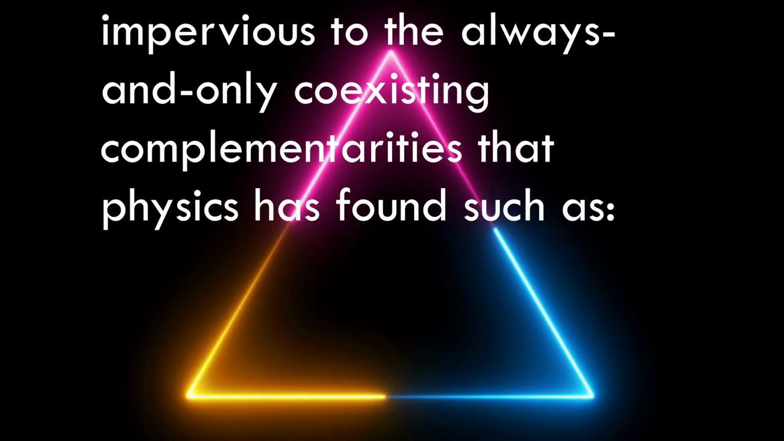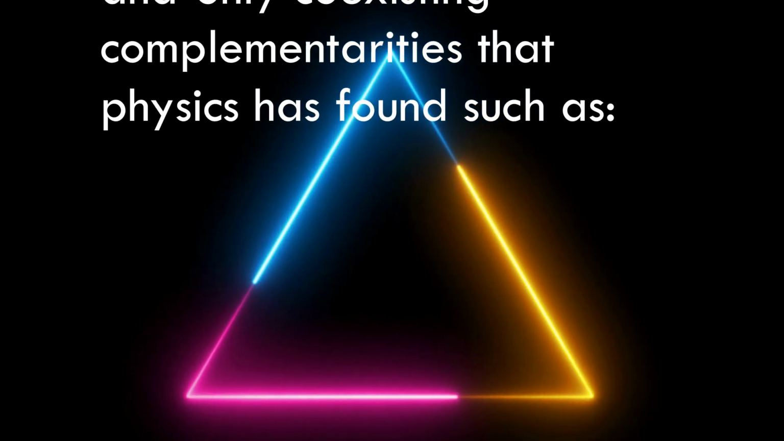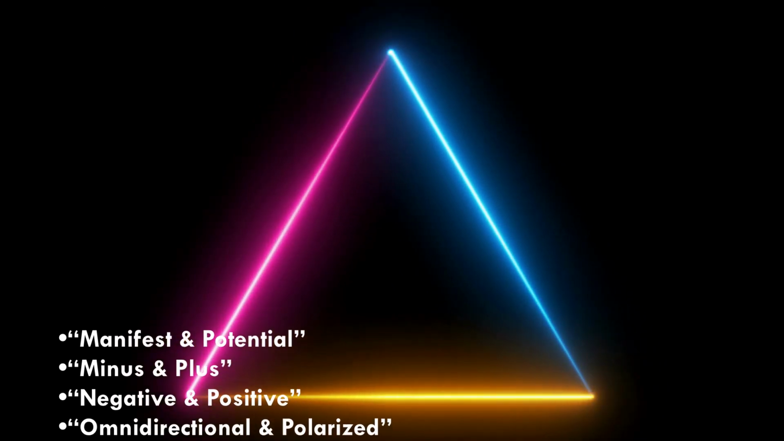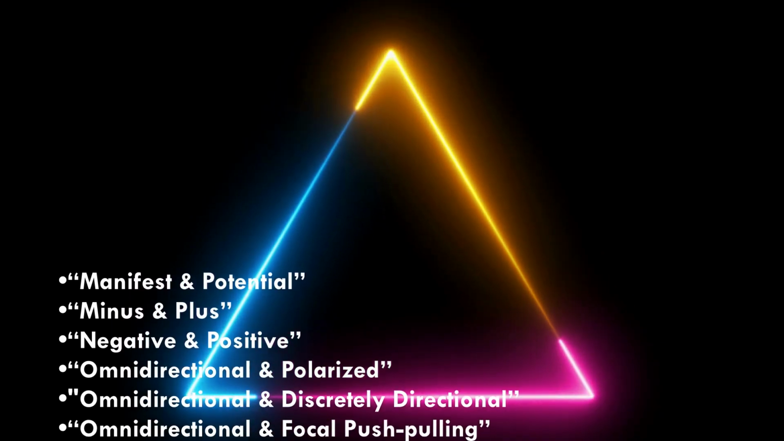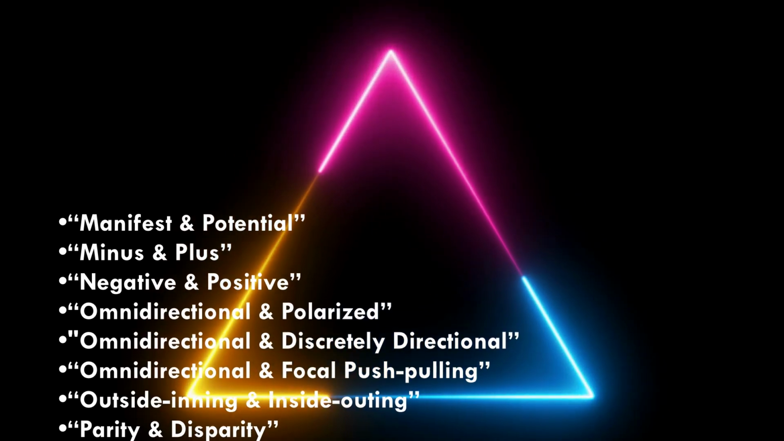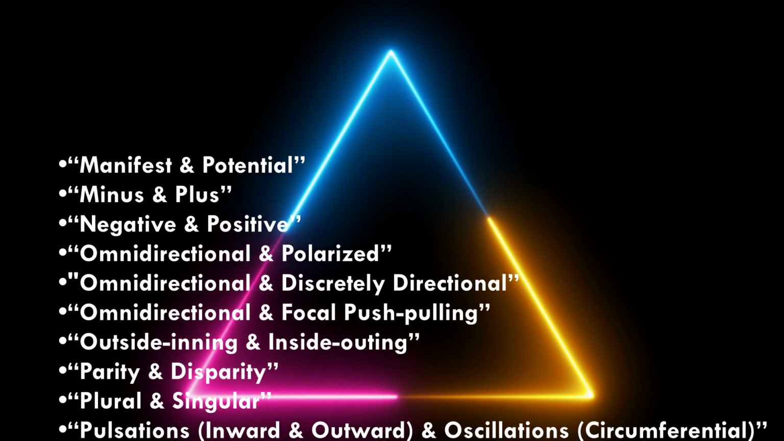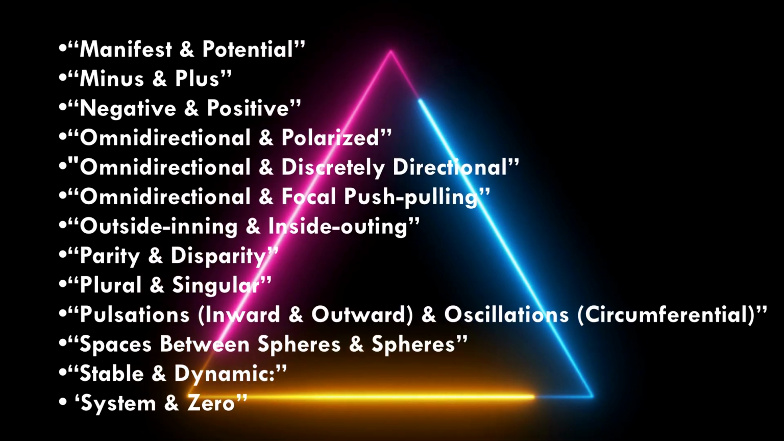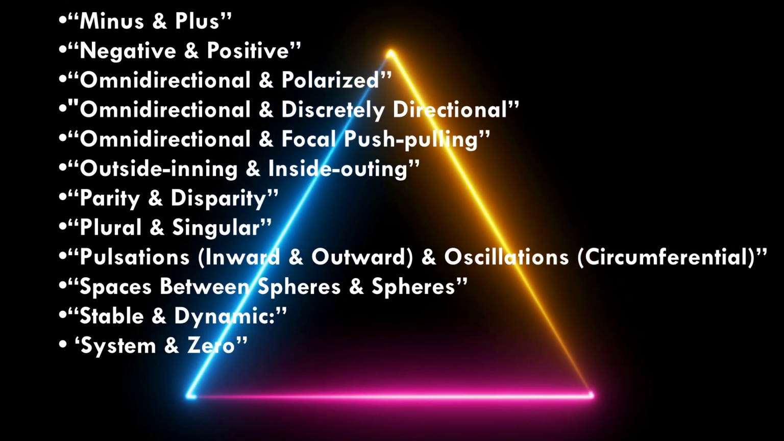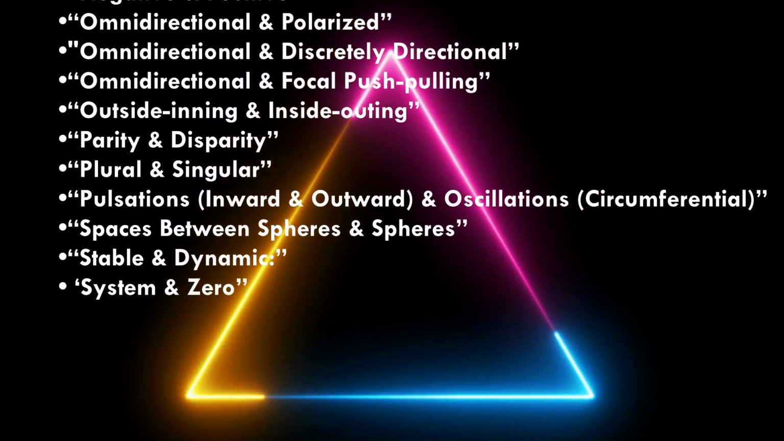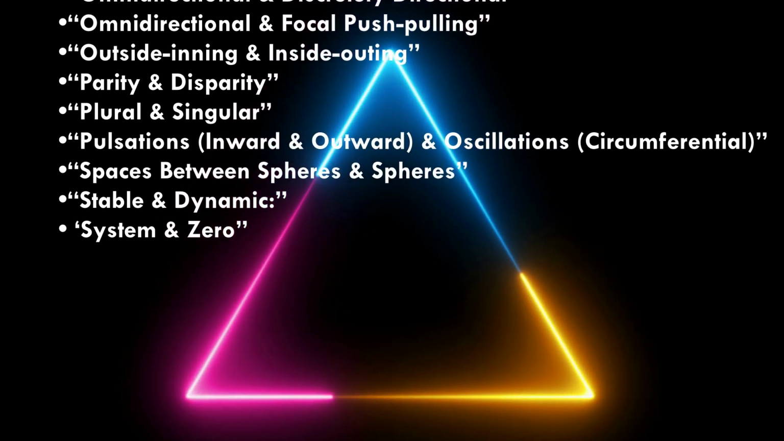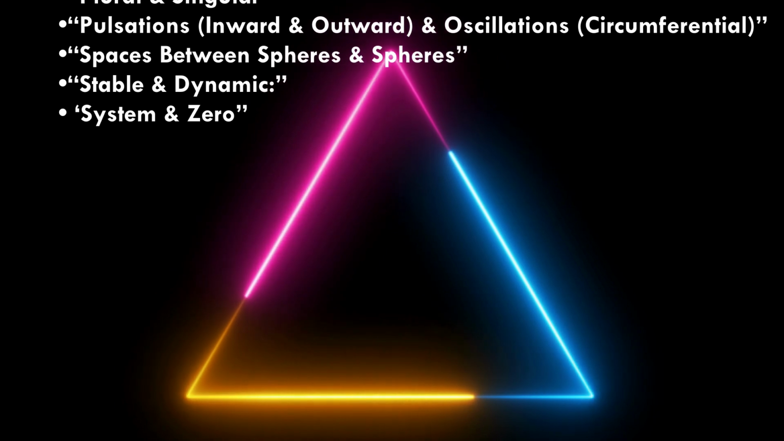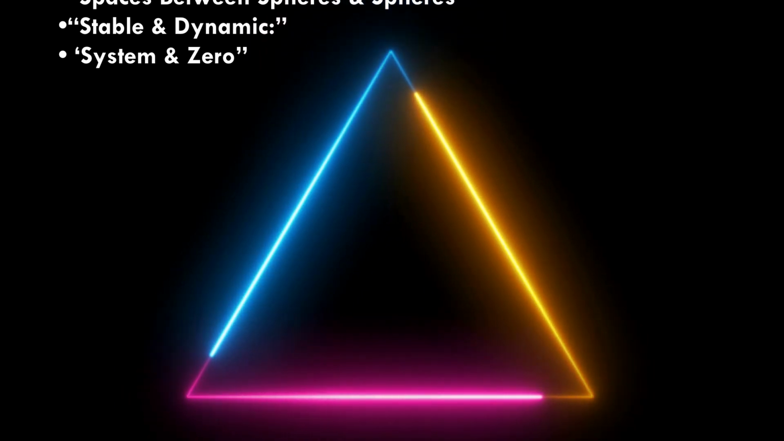impervious to the always and only coexisting complementarities that physics has found, such as manifest and potential, minus and plus, negative and positive, omnidirectional and polarized, omnidirectional and discretely directional, omnidirectional and focal push-pulling, outside-inning and inside-outing, parity and disparity, plural and singular, pulsations (in parentheses), inward and outward, and oscillations (in parentheses), circumferential, spaces between spheres and spheres, stable and dynamic, system and zero.